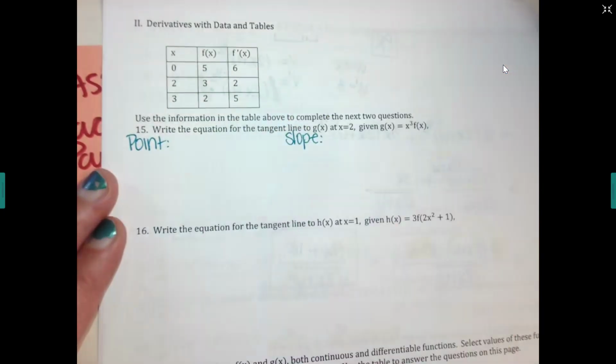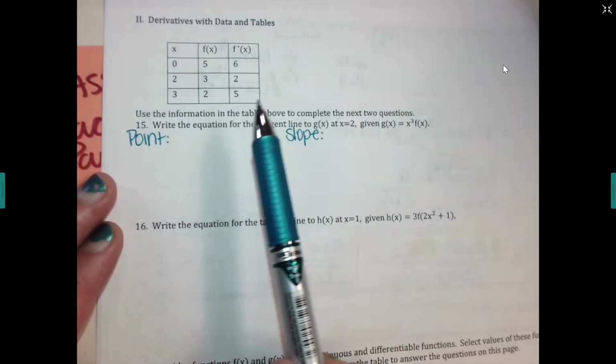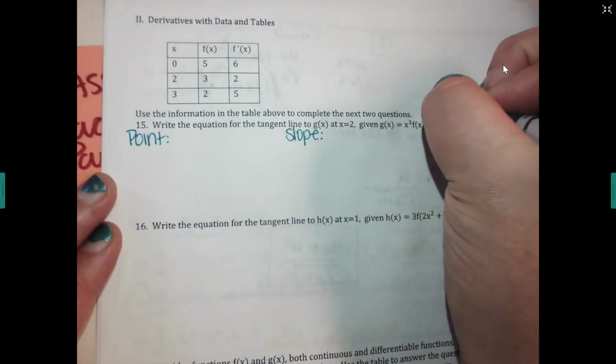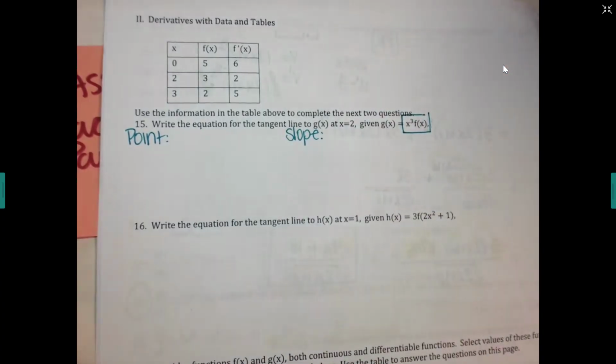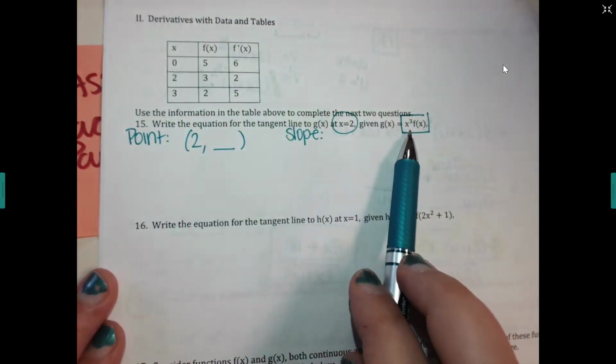Now, for the point, remember that you're plugging into the original. I want to write a tangent line for the equation of G. And then they give me the equation of G. They say that I'm going to do x cubed times f of x. So I'm going to plug my 2 into that. So my 2 is going to get plugged in here. So it's going to be a 2 cubed times f of 2.